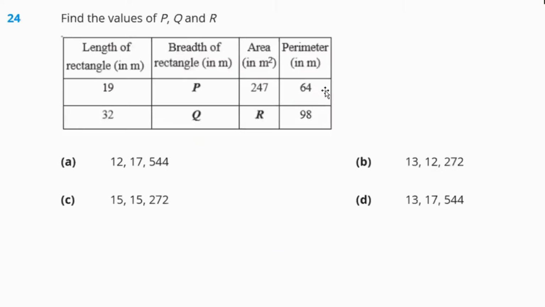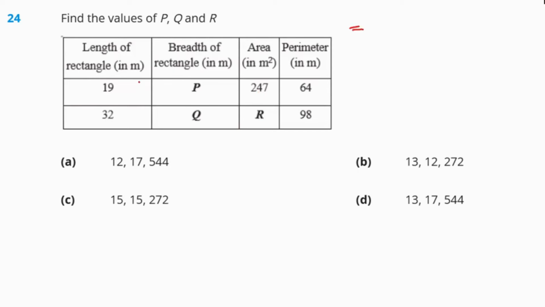Next question. Find the values of P, Q, and R. Here a table is given. The length is given in meters, the breadth of the rectangle in meters, and the area and perimeter are given. Some values are denoted with the letters P, Q, and R. So we have to find the correct values for P, Q, as well as R. First, we will find P.